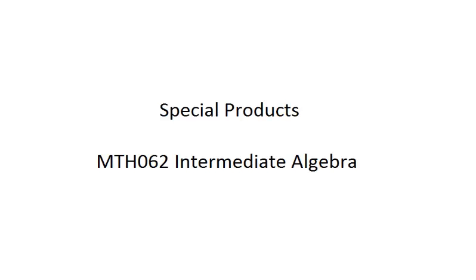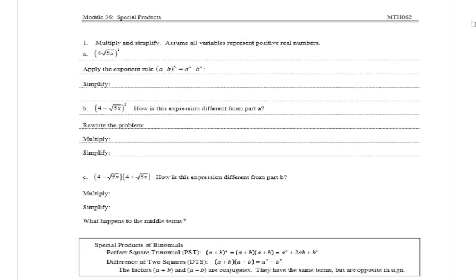In this video, we're going to take a look at special products. For number 1, it wants us to multiply and simplify. Assume all variables represent positive real numbers. In A, we have 4 times the square root of 5x, all squared.